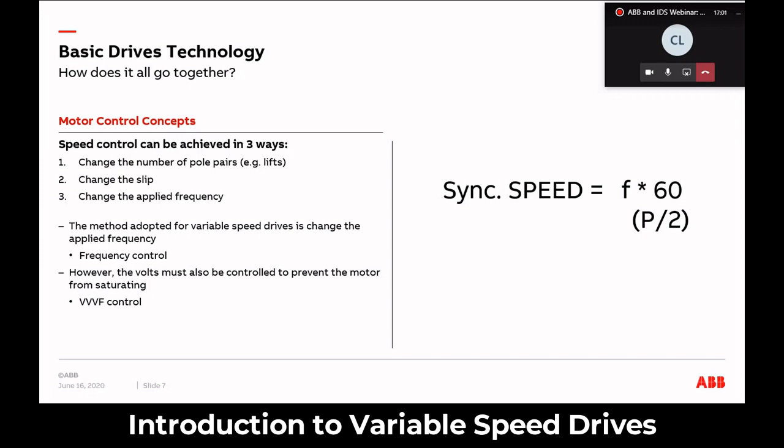And the third and final way, and this is predominantly done by all sort of VSD technology, is to effectively change the applied frequency. So we take that 50 hertz that comes in, and on some of the later slides we'll see how we manipulate that frequency so that we get something that we can control and vary. Now as a result of that, it will vary the overall speed of the motor. So this is the method that's adopted for variable speed drives, and it's to change the applied frequency, or what's commonly known as frequency control.